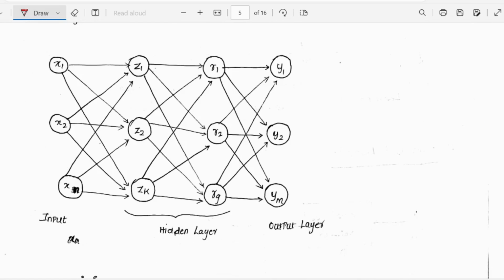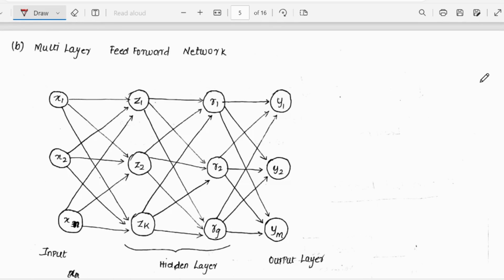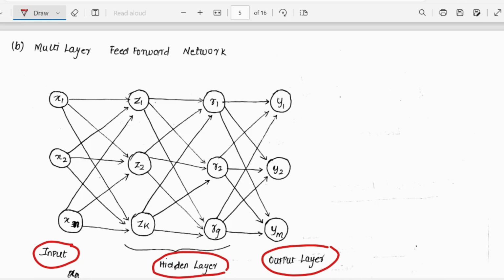Next is multi-layer feed forward network. In multi-layer feed forward network, we have one input layer, one output layer, and one or more hidden layers. So at least there will be one hidden layer in this. So here the figure is having two sets of hidden layers, and every one of them is connected to the next layer. So that is why it is called as a feed forward network. So you can see that all the arrows are going in the forward direction. Then x1 is connected to z1, x1 is also connected to z2, and x1 is connected to zk.